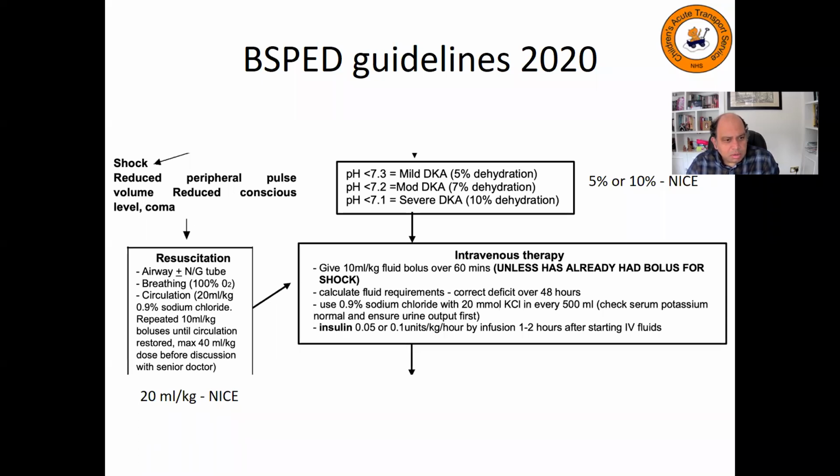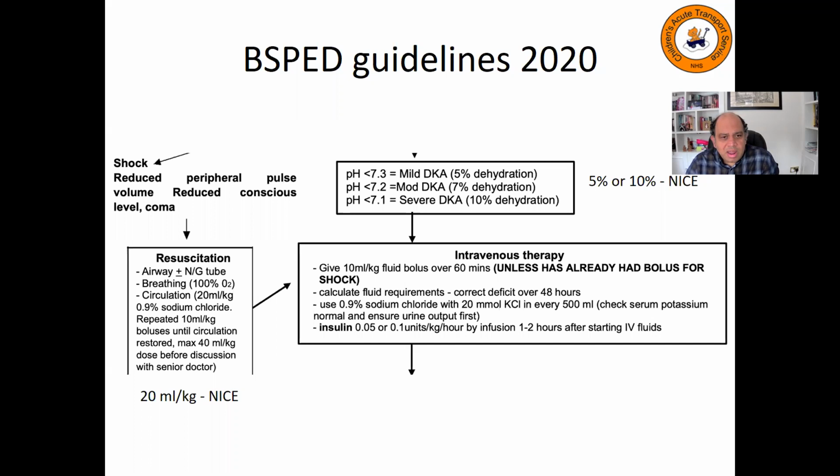Breathing, 100% oxygen, circulation, 20 mils per kilo of 0.9% sodium chloride. Now, the advice is to give 20 mils per kilo, repeat 10 per kilo until circulation is restored, up to a maximum of 40 mils per kilo before discussion with a senior doctor. This is toned down slightly in the NICE guidance update from December 2020, where the fluid therapy for shock is 20 mils per kilo and doesn't really emphasize the need for more and more fluid up to 40 mils per kilo like BSPED have provided in their guidance.